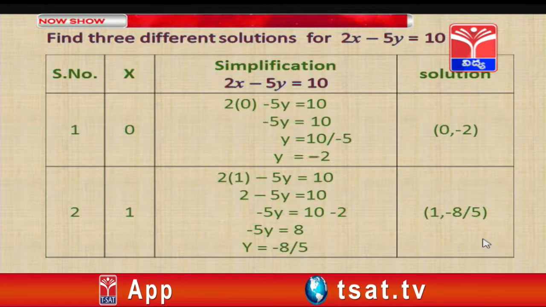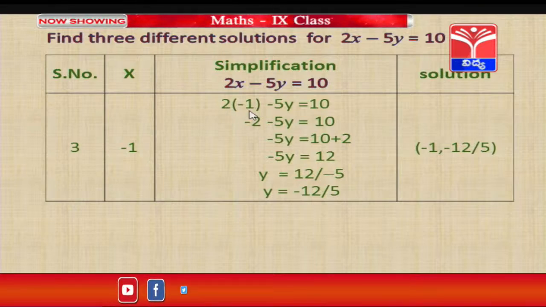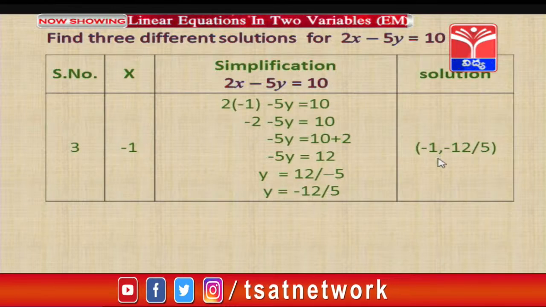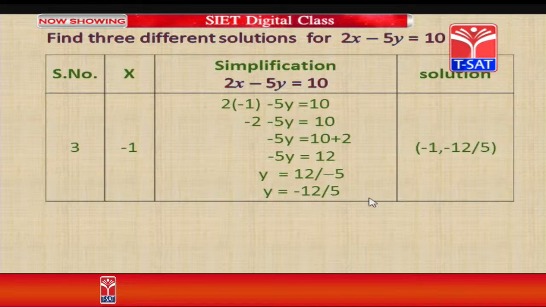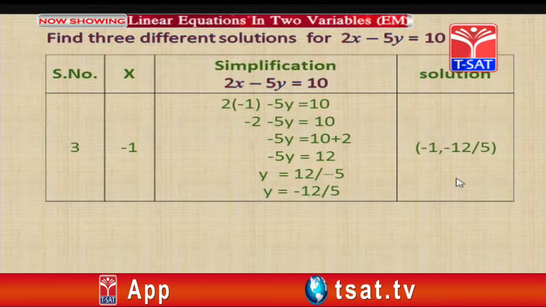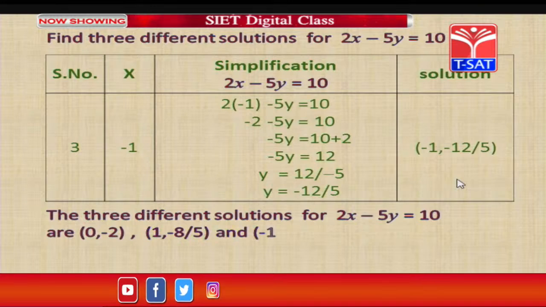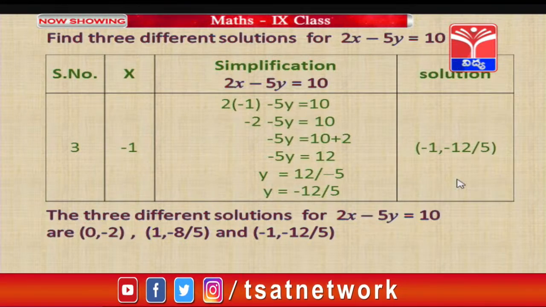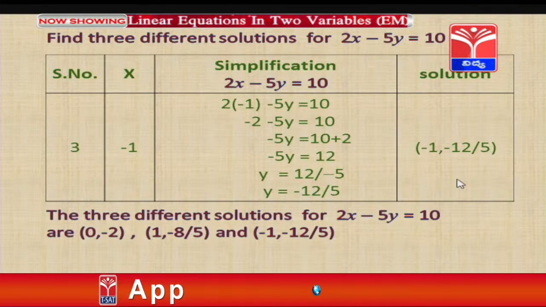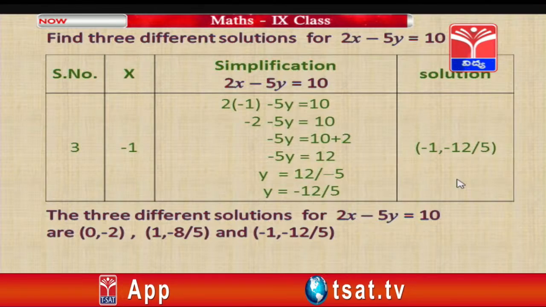Now, I want to go for the third one. If I take x value is equal to minus 1, what happens? 2 into minus 1, minus 5y is equal to 10. For the value of minus 1, I got the answer as y is equal to minus 12 by 5. So, my solution is (-1, -12/5). Are you clear, children? Now, let us see what the points are. The 3 different solutions for 2x minus 5y is equal to 10 are (0, -2), (1, -8/5) and (-1, -12/5). Like that we can find still more solutions for the given equation.